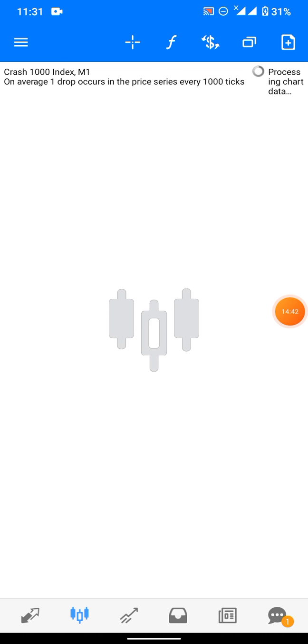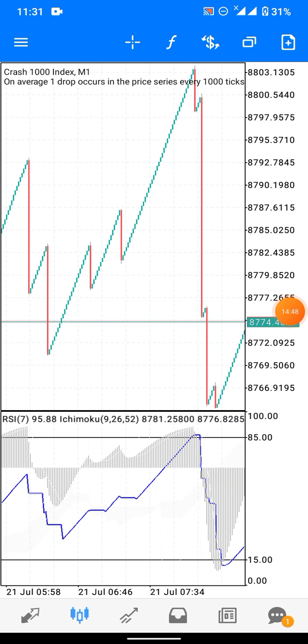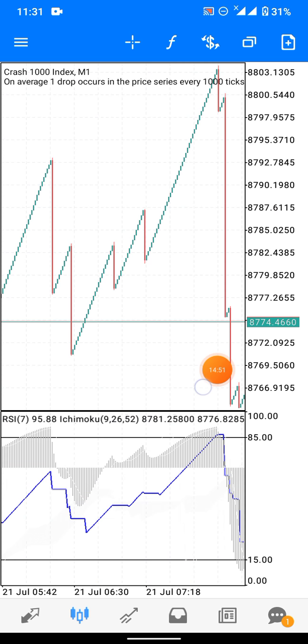Okay, it will be very good in a day. So let's switch to Crash 1000. Crash 1000 is different from Boom 1000 in the sense that we are not going to use level 15. We are going to use level 85 as per my Crash, and we are going for a sell.